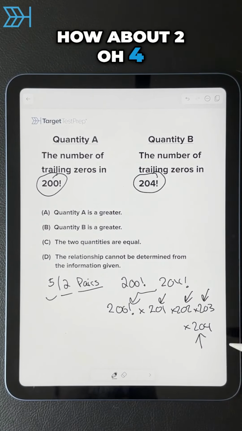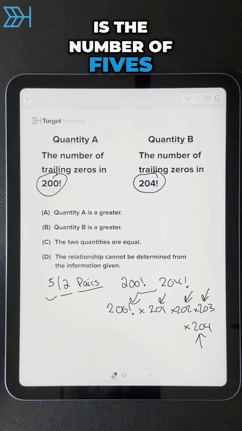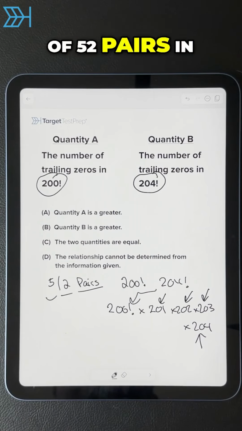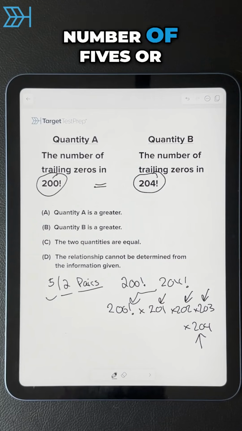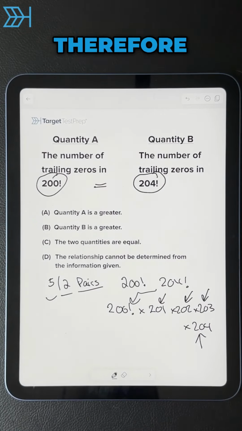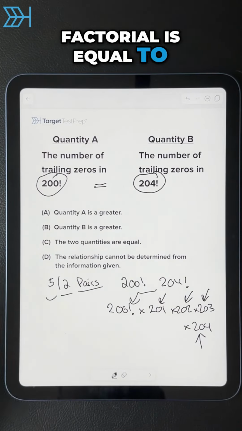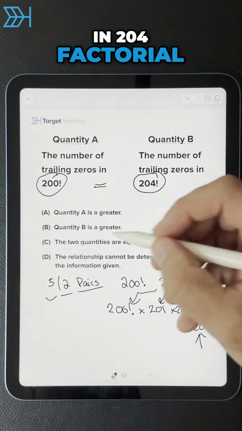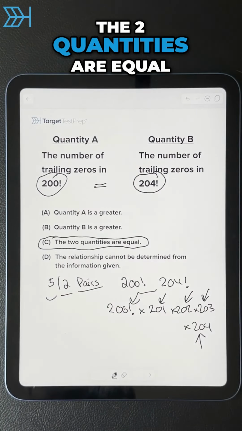How about 204? No. So what we've determined is the number of 5s, and thus the number of 5-2 pairs in 200 factorial, is equal to the number of 5s or 5-2 pairs in 204 factorial. Therefore, the number of trailing zeros in 200 factorial is equal to the number of zeros in 204 factorial, thus making the answer C. The two quantities are equal.